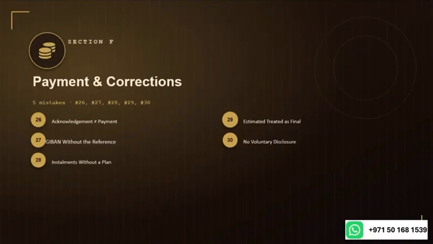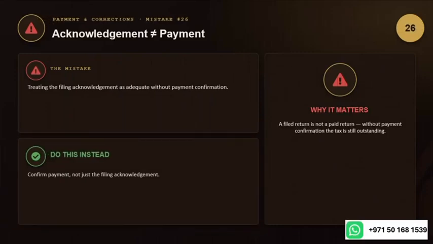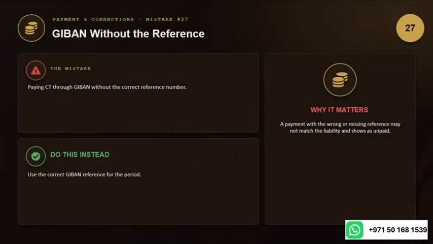Section F addresses payment and correction mistakes, emphasizing the importance of proper acknowledgement, planning, and disclosure. Confirming payment, not just the filing acknowledgement, is essential to ensure the tax is settled. Using the correct GIBAN reference ensures payments are matched correctly and not shown as unpaid.